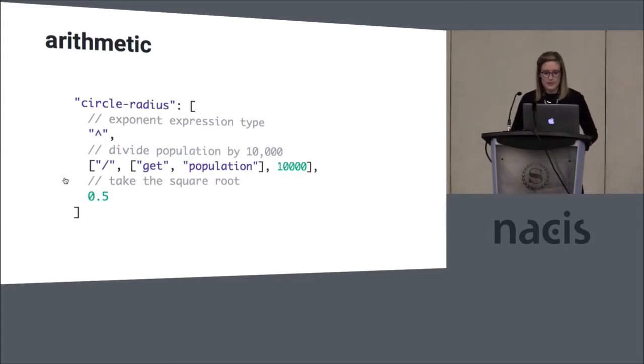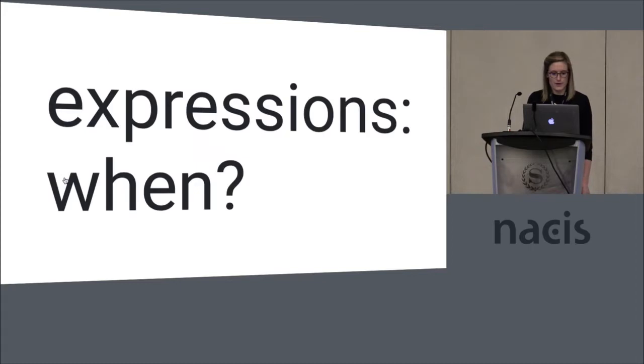Here's another example of arithmetic. Again, the first argument is the expression type, which is exponent, and then we're getting the population. This is another nested expression, and then we're basically raising the population divided by 10,000 to the 0.5 power, which is the same as taking the square root. So there's a lot you can do. Obviously, expressions can get much more complicated than this, but I just wanted to give a brief introduction to what those might be useful for.